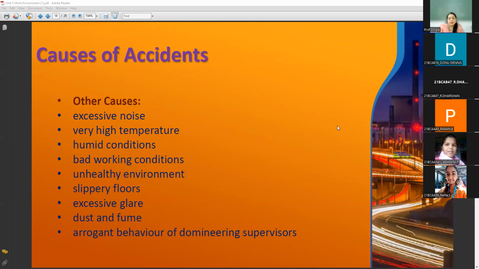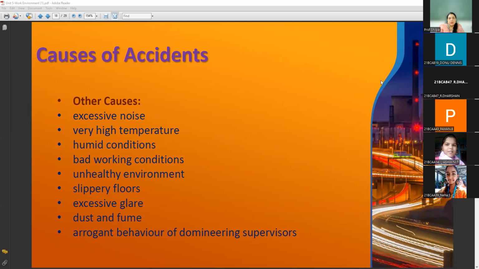Then we have excessive glare. Certain machinery produces excessive glare, and this glare may hit the eyes of the workers, and that might lead to an accident. Then, in industry, there are different kinds of work which generate a lot of dust and fumes, means gases. This may make a person feel uncomfortable working in that atmosphere, and this may lead to an accident. Then arrogant behavior of domineering superiors may also lead to an accident. So these are the causes of industrial accidents, which we have categorized into three major categories: unsafe conditions, unsafe acts, and other causes.